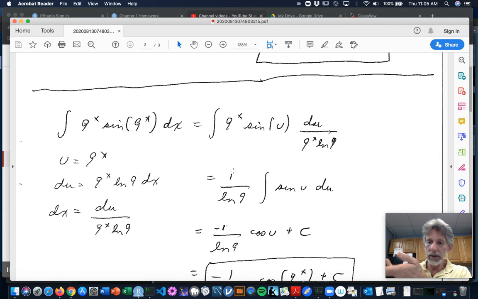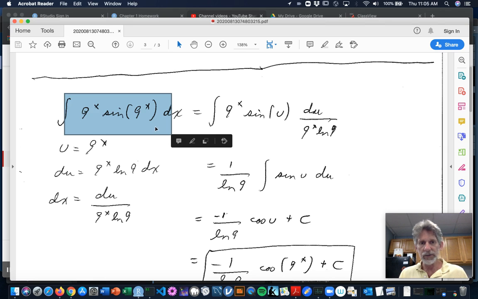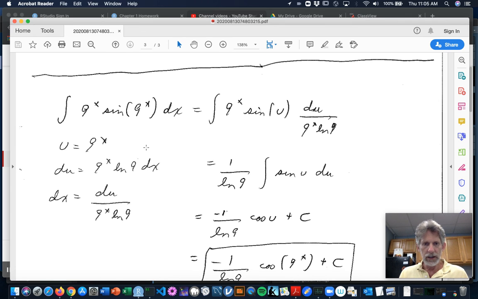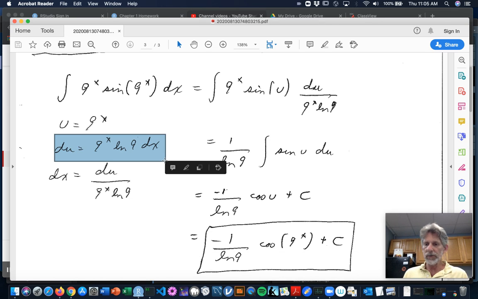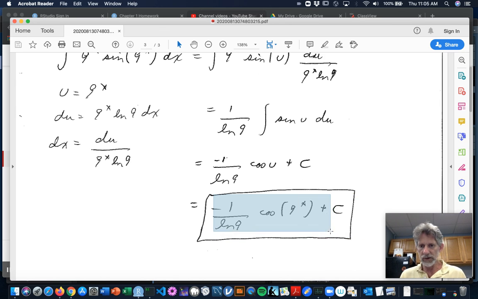Let's try one with exponentials. Say I need the antiderivative of 9 to the x times sine of 9 to the x. Here it looks like 9 to the x is a candidate for an inside type of function. So let's let u be 9 to the x. du would be 9 to the x times log of 9 times dx. So we could get dx. And we can do our substitution. And all the x's cancel away and constants come outside. The antiderivative of sine is minus cosine, so I got a minus 1 over log 9 cosine u plus c. Put back in the x's.